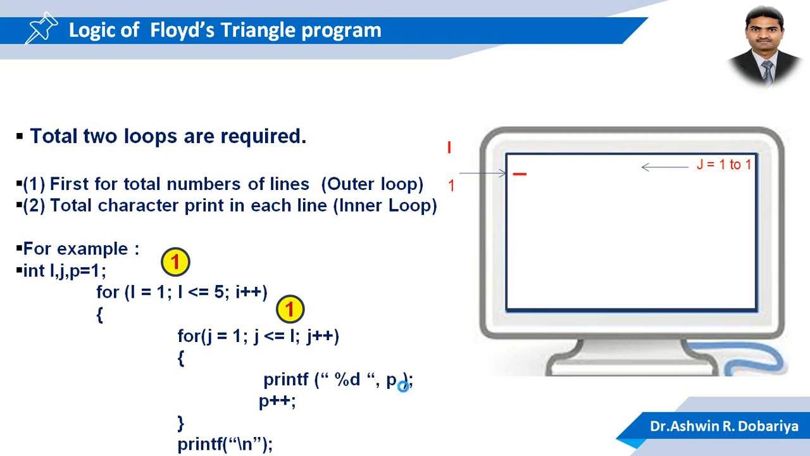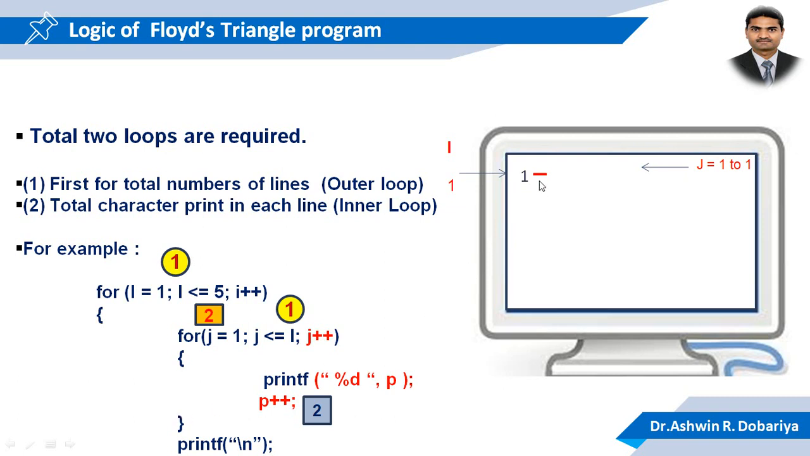Then what will happen? Once p is printed, p will be incremented by 1, so now p becomes 2. Again j is incremented by 1, so j becomes 2. But here the condition becomes false, so this loop will be terminated.